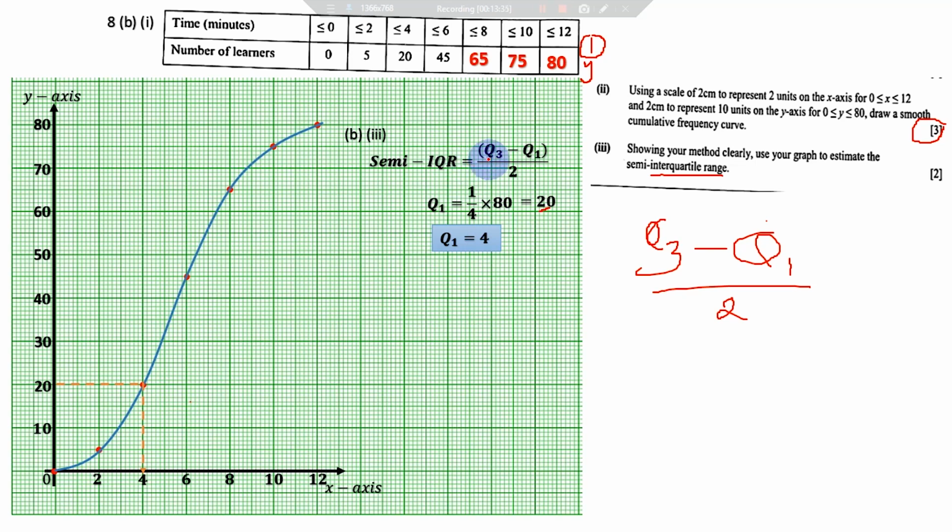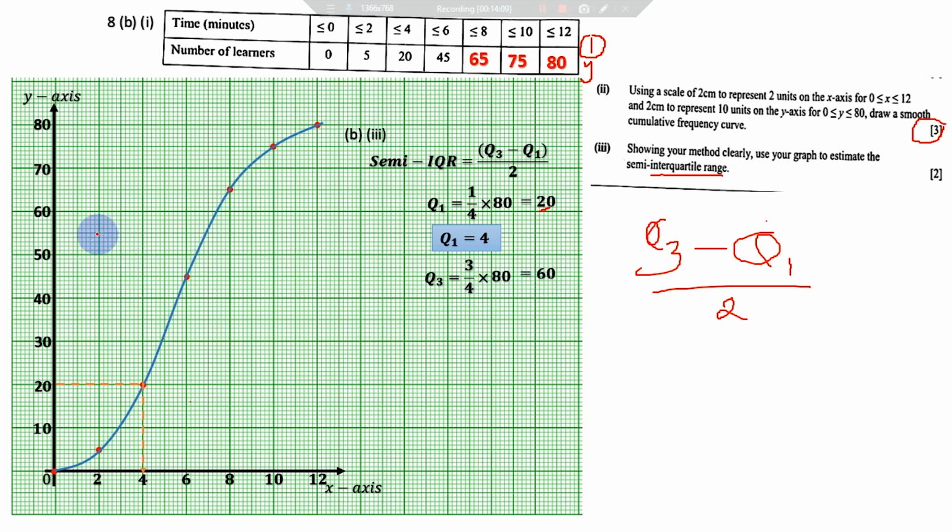Then let us find Q3. Q3 means the upper quartile, which represents 3/4 of your information. So 3/4 times the data set, which still remains the same, 8. When you multiply 3 times 8, you have 24, then divided by 4, you have your final answer as 60.